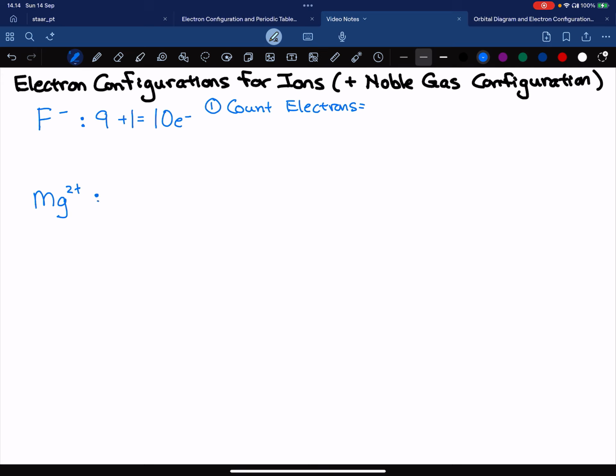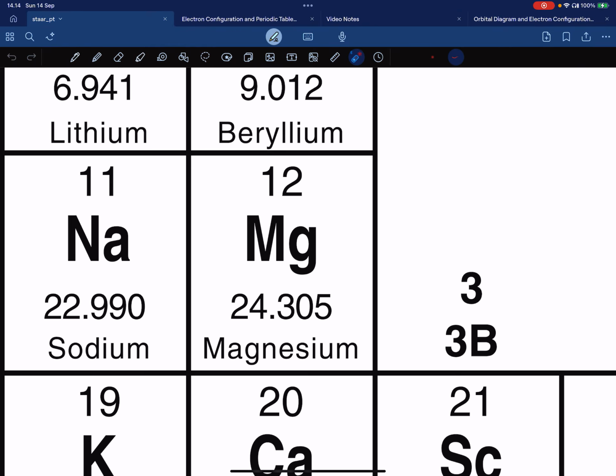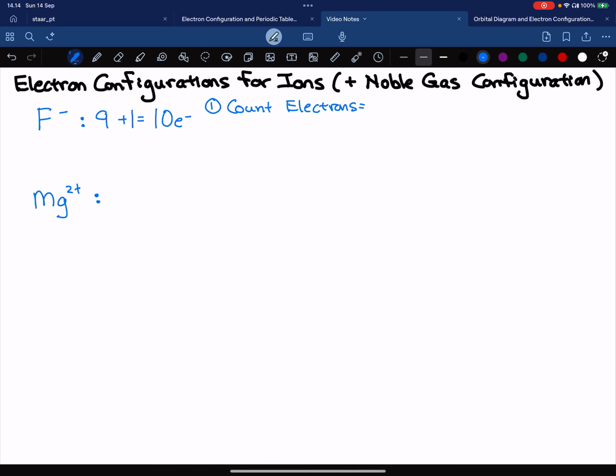Next, we're going to take a look at magnesium 2 plus. So magnesium, atomic number is 12, starts with 12 electrons. Remember, it's got a 2 plus, and electrons are negative. So that means it lost 2 electrons. So I'm going to subtract 2. Oh, and guess what? It has 10 electrons.